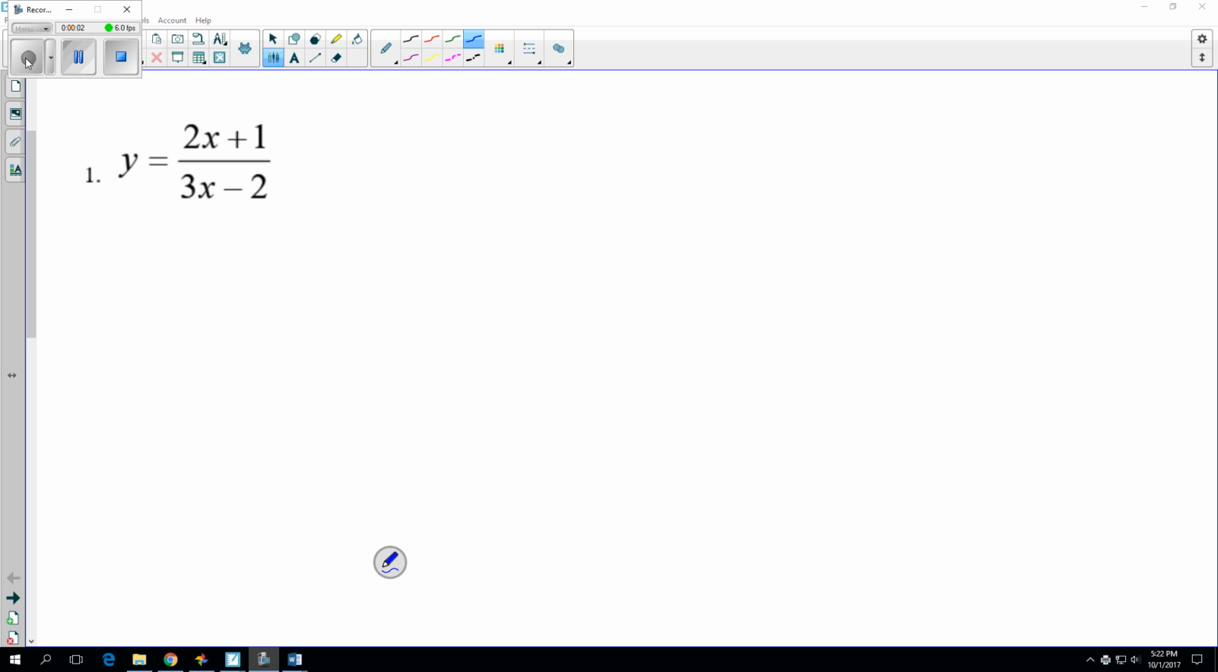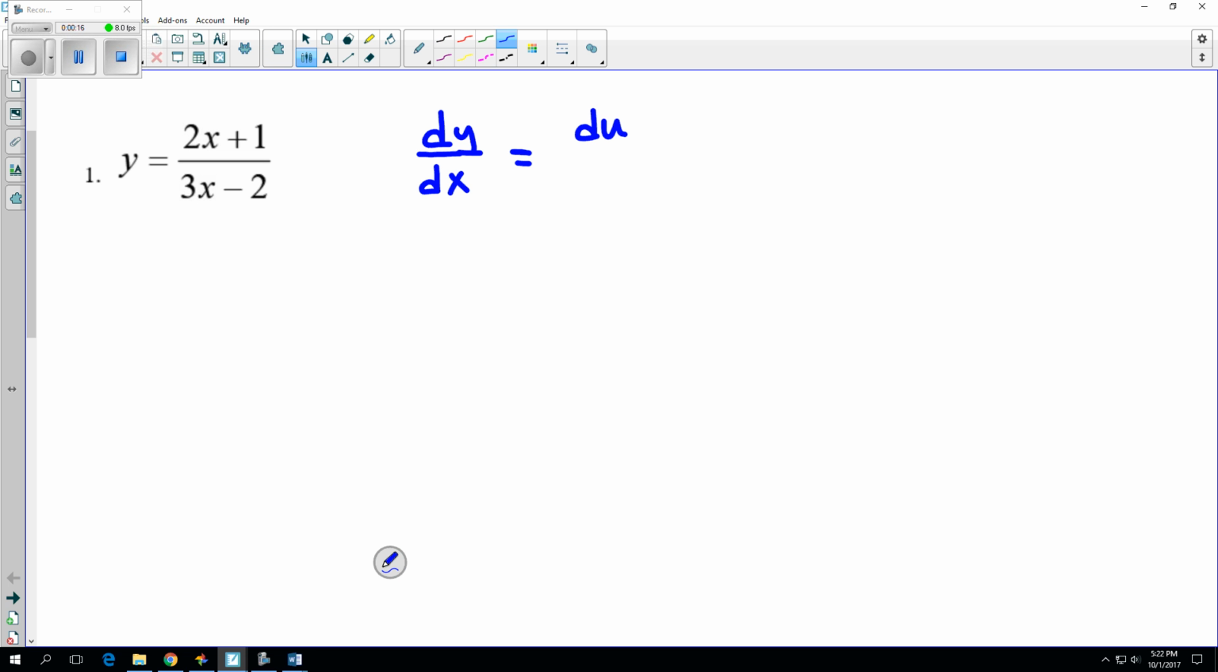So let's go ahead and try this example. If you recall, the derivative of y with respect to x by the quotient rule is going to equal the derivative of the top, where u is the numerator, times the bottom, minus the top times the derivative of the bottom, over the bottom squared. So that was our little recipe that we just developed.